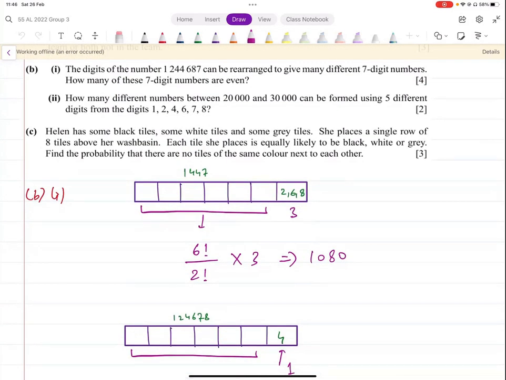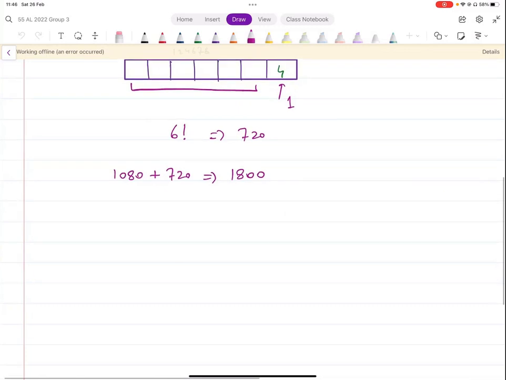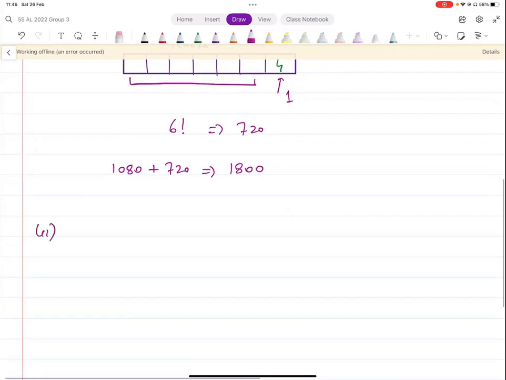Is that okay? Any issues with this? No, sir. No? Achha. Let's look at the second part. It's the second part, just 2 marks. Let's do this quickly.